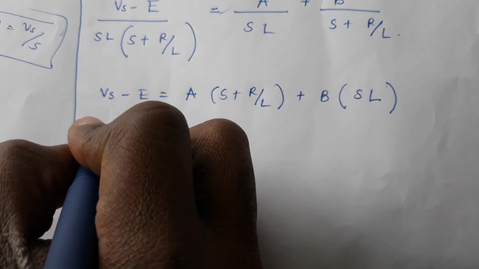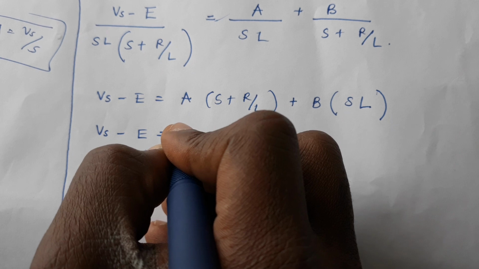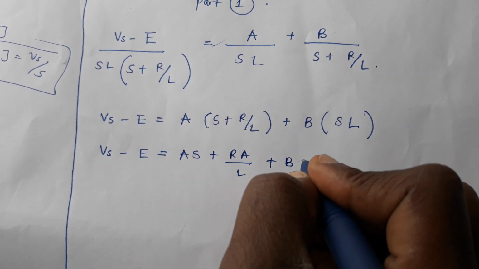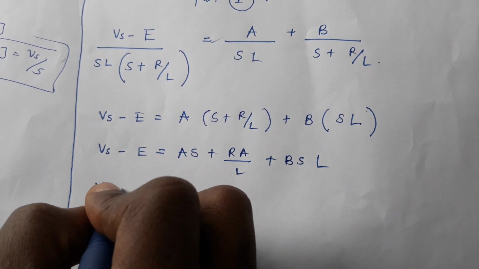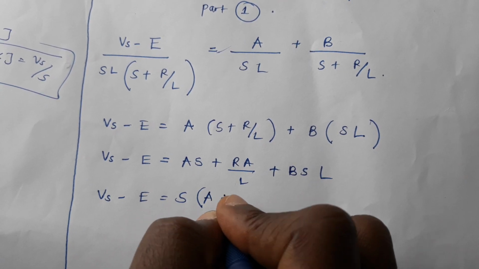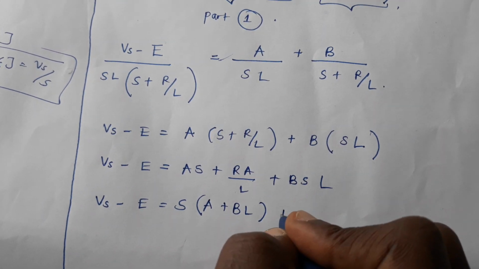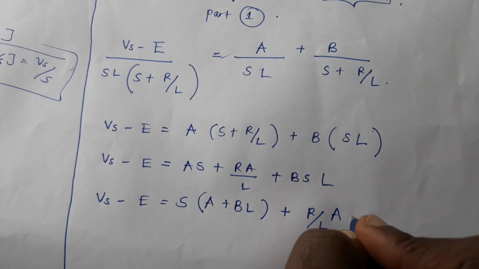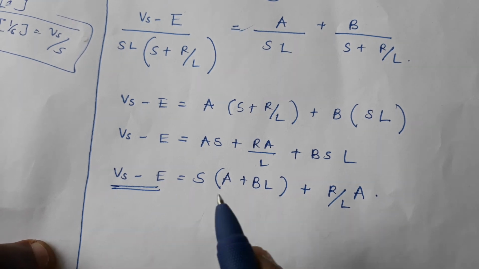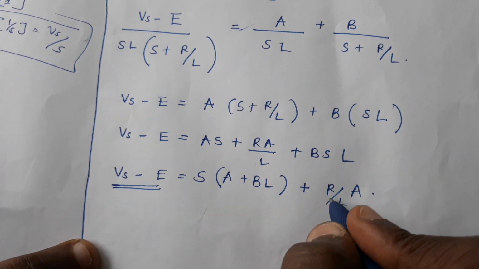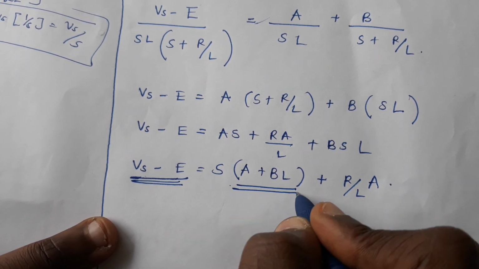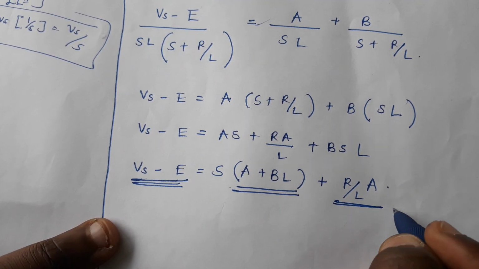So we can open: Vs minus E is given as AS plus RA over L plus B SL. Then we gather the coefficient of S together. The coefficient of S in this case is A plus BL, and the constant term is R over L times A. So this is the left-hand side and this is the right-hand side. On the left, the coefficient of S is 0 and the constant term is Vs minus E. On this side, the coefficient of S is A plus BL, and the constant term is R over L times A.